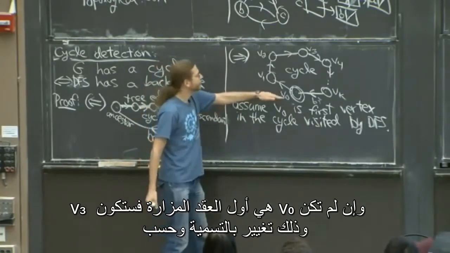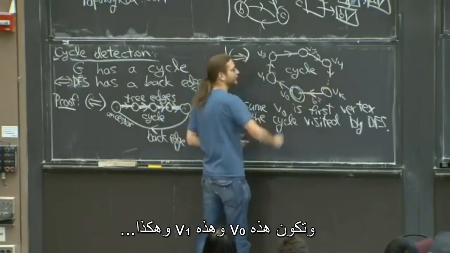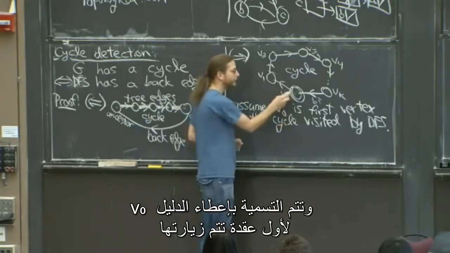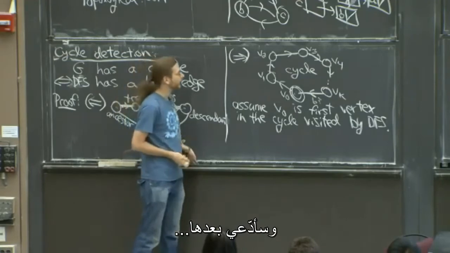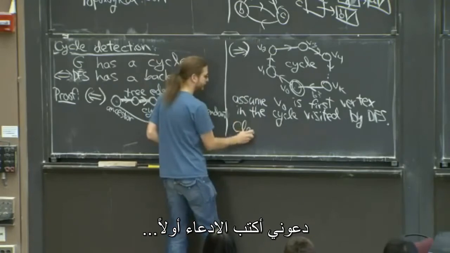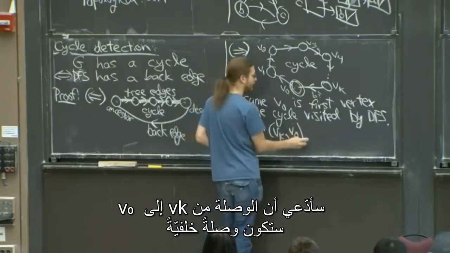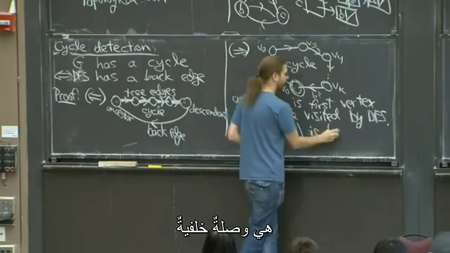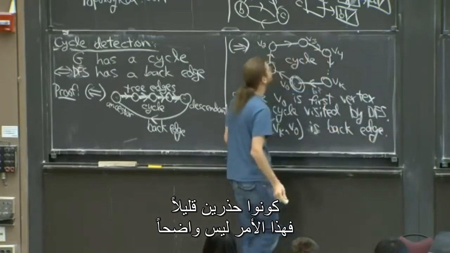Right, if it's not v0, say v3 was the first one visited, we'll just change the labeling. So that's v0, that's v1, that's v2, and so on. So set this labeling so that v0 is the first vertex that gets visited. Okay, then I claim that, let me just write the claim first. This edge vk v0 will be a back edge. I would say this is not obvious. Be a little careful.